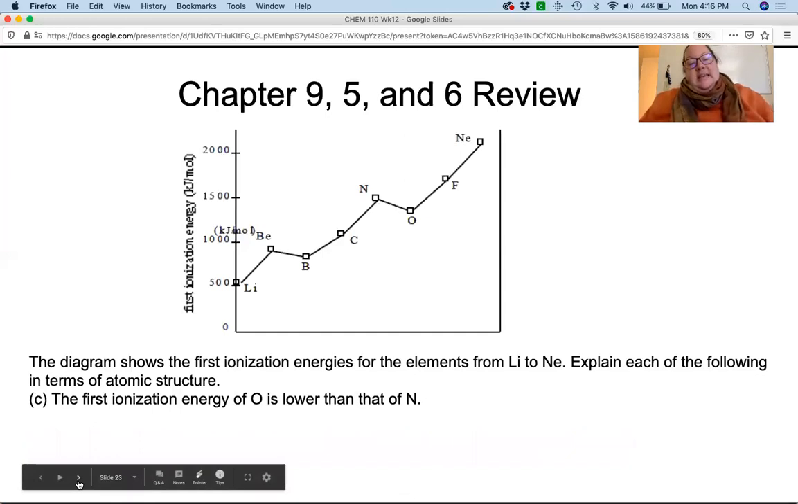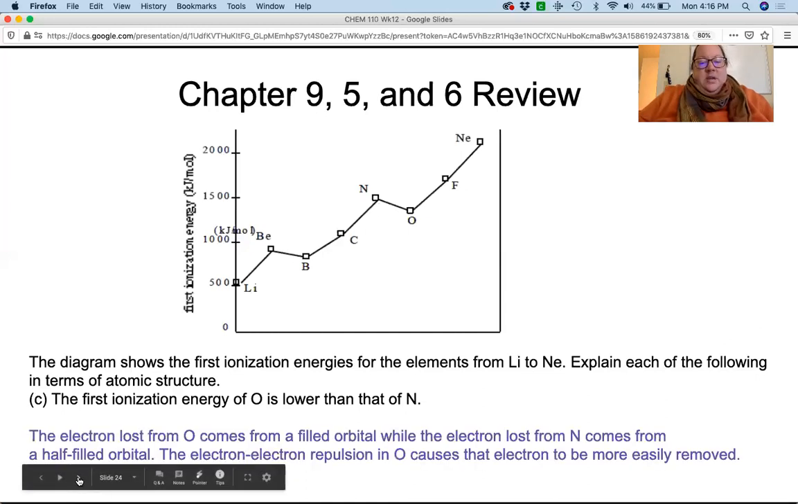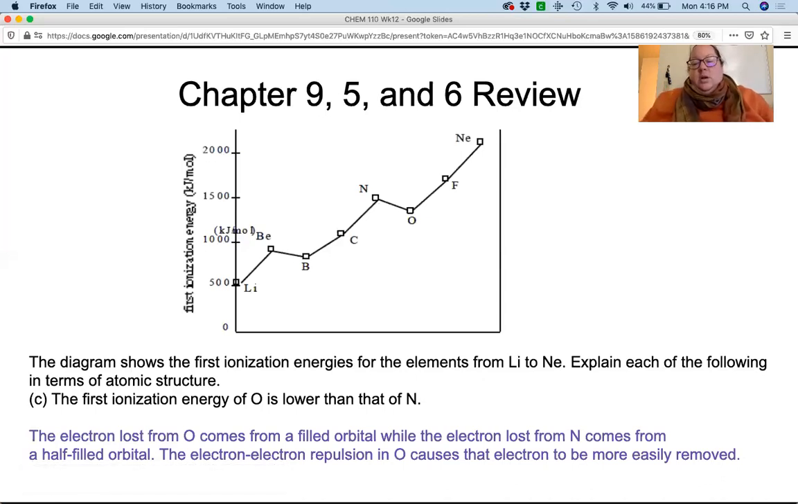If we take a look at C, the first ionization energy of oxygen is lower than that of nitrogen. This has a slightly different explanation. So the electron lost from the oxygen comes from a filled orbital, while the electron lost from nitrogen comes from a half-filled orbital. If you're not sure about that, go ahead and write out the electron diagrams for oxygen and nitrogen. So 1s2, 2s2, 2p3 is nitrogen, whereas 1s2, 2s2, 2p4 is oxygen. So the electron-electron repulsion in oxygen is what causes that electron to be more easily removed.